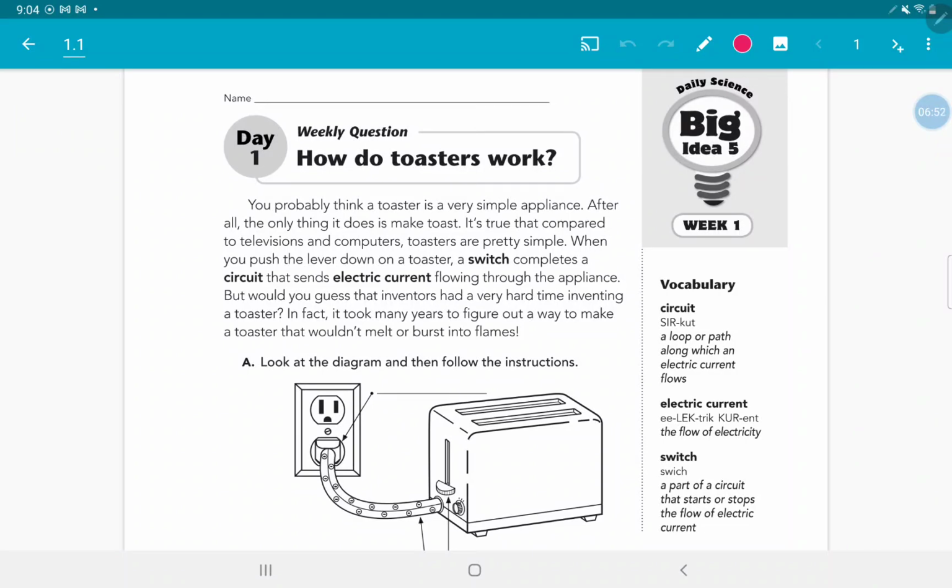When you push down the lever on a toaster, a switch completes a circuit that sends electric current flowing through the appliance. But would you guess that inventors had a very hard time inventing a toaster? In fact, it took many years to figure out a way to make a toaster that wouldn't melt or burst into flames. That would be pretty bad, wouldn't it?